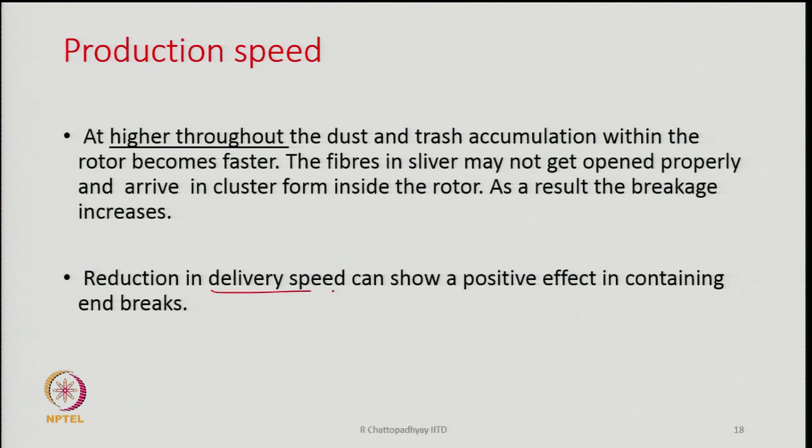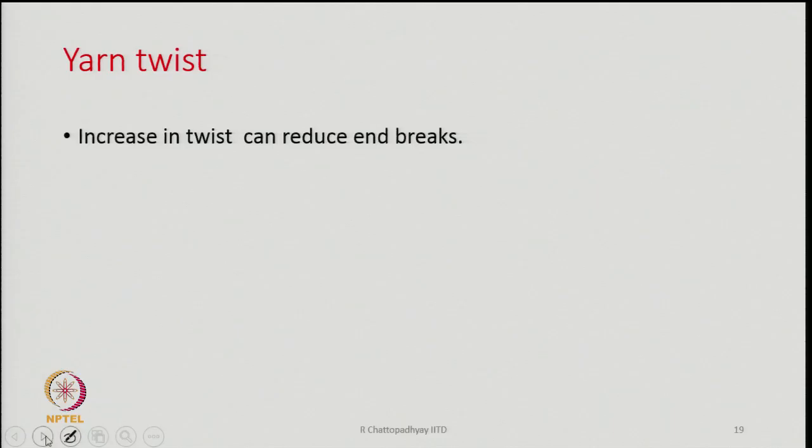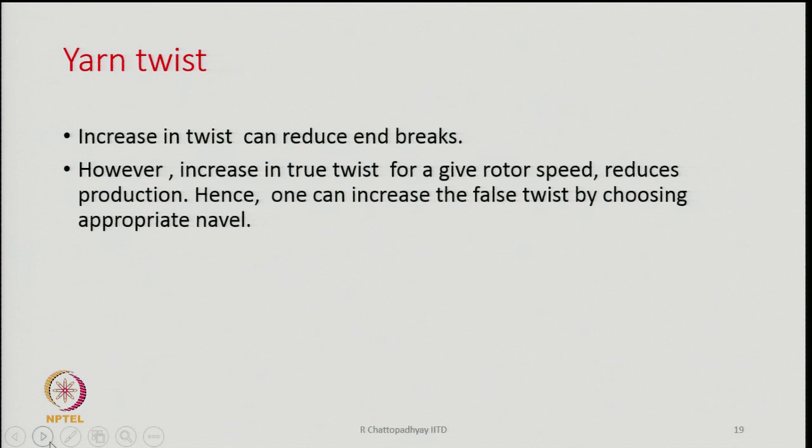Therefore, reduction in delivery speed can show a positive effect on end breaks. So, in case the breaks are too much, we reduce production speed, and that has a positive effect. Yarn twist: an increase in twist can reduce end breakage. However, an increase in true twist for a given rotor speed reduces production. Hence, one can increase the false twist by choosing an appropriate navel. So, that is what we generally try to do.